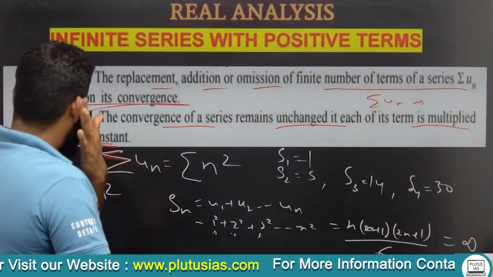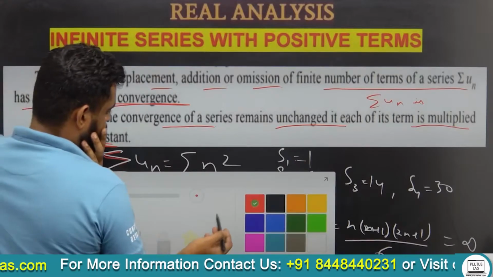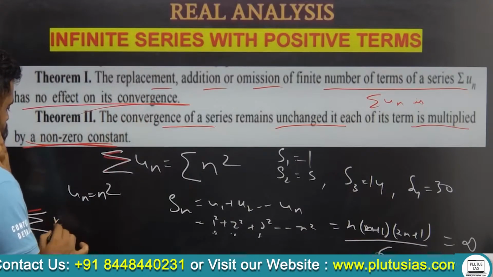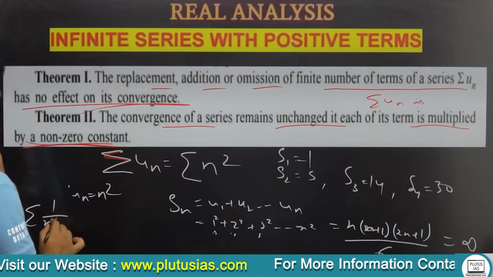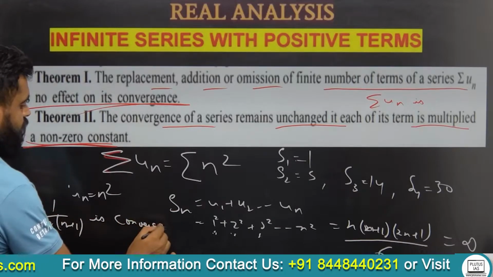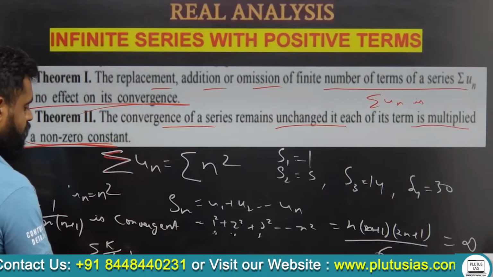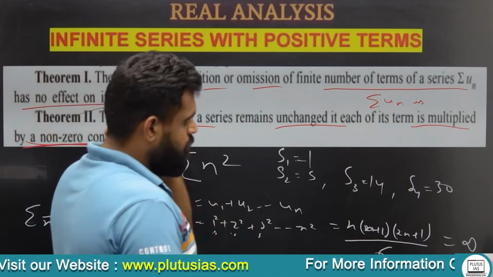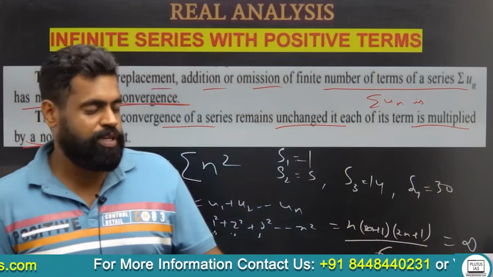Suppose I take a sequence, say summation 1 upon n square. If I prove this is convergent, then we can clearly say that k times this is also convergent, since k is not equal to 0. And if multiplied by 0, then the whole sum would be 0. Then also it converges, but the whole sum would be 0.